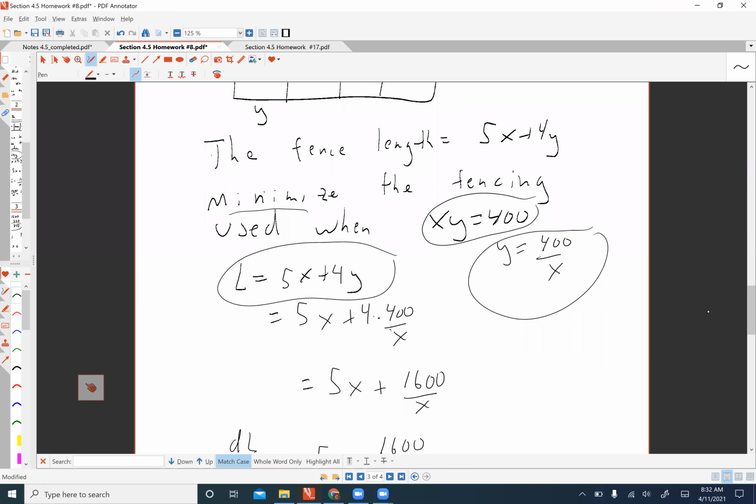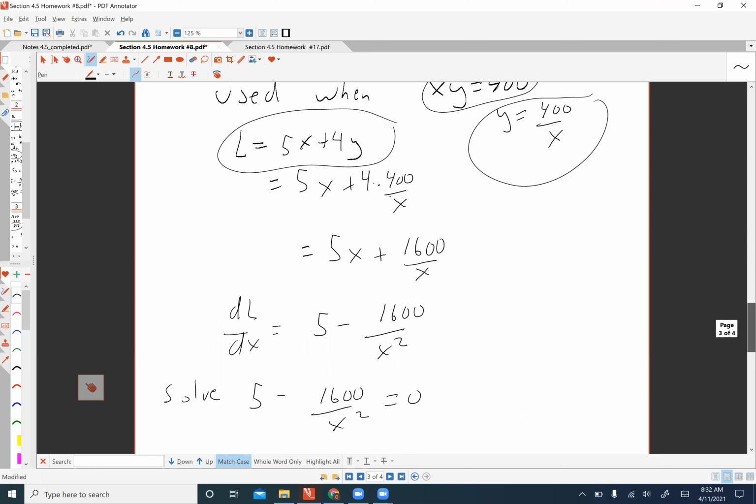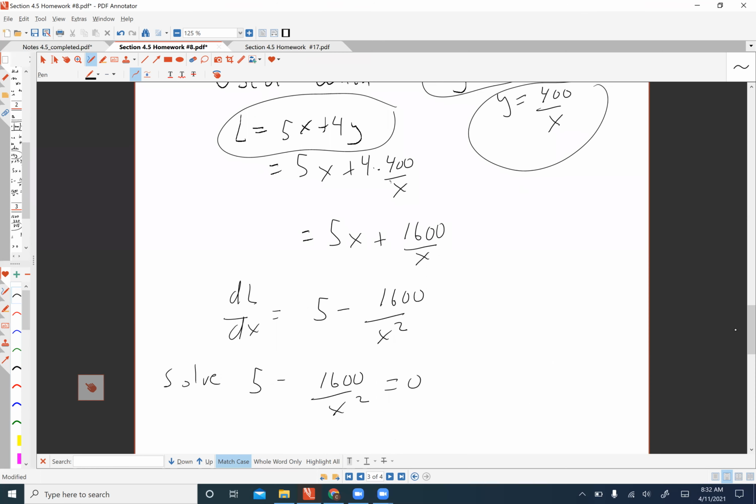So now the length function that we're trying to minimize is 5x plus 4 times 400 over x, or 5x plus 1600 over x. Now let's take the first derivative. We get 5 minus 1600 over x squared. See, the derivatives are easy to take if we just use the formulas.